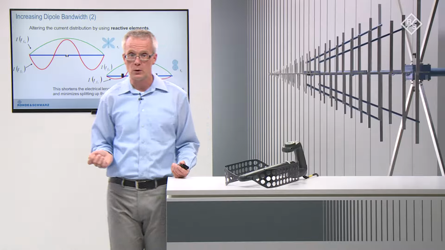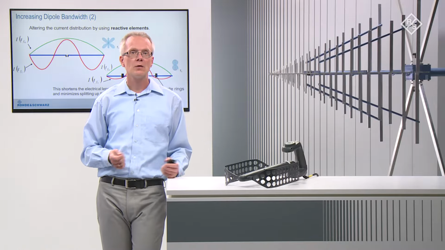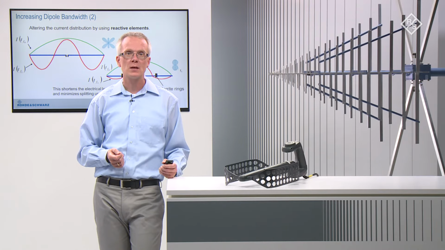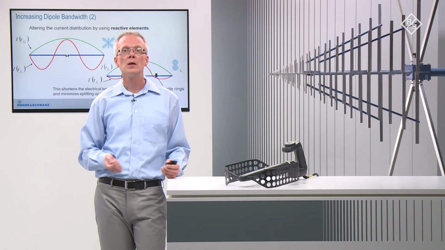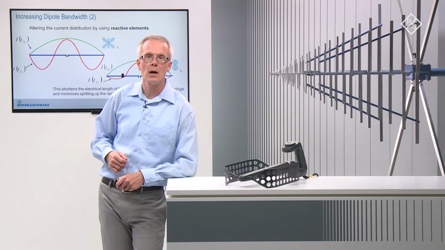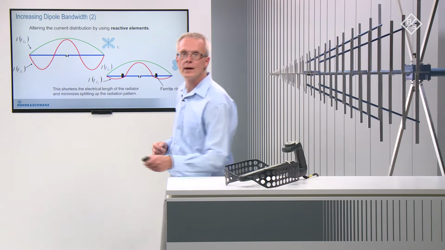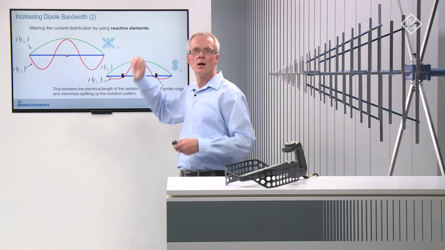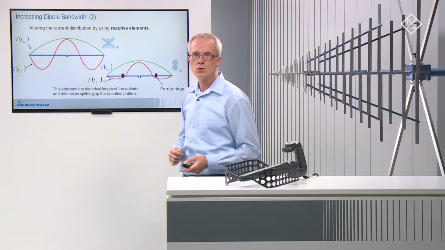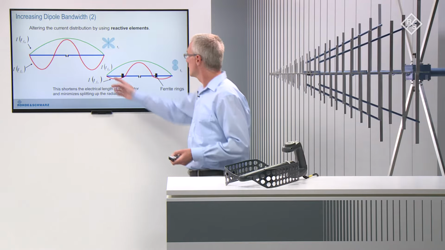One possibility to do this is to use reactive elements, for example ferrite rings or resonance circuits, which will limit the currents towards the end of the dipole arms, especially for higher frequency. The drawing at the right shows the principal idea and the corresponding reduction of current at higher frequencies by the red curve.